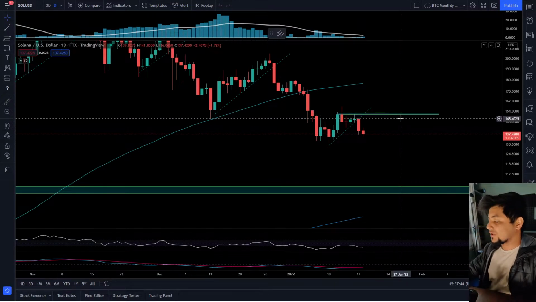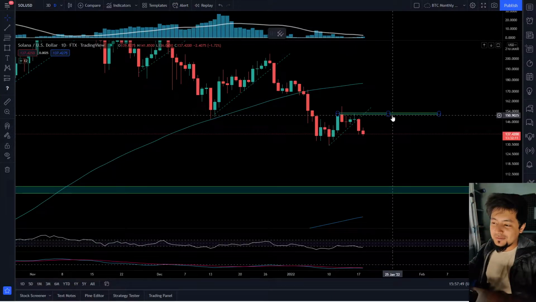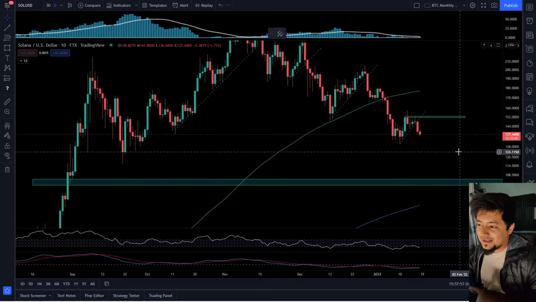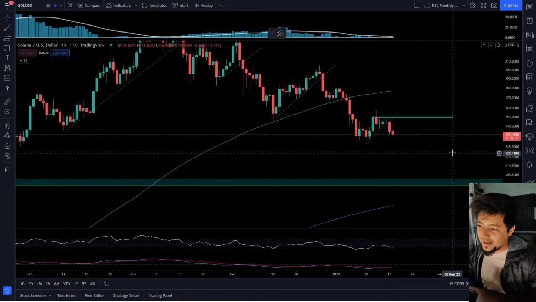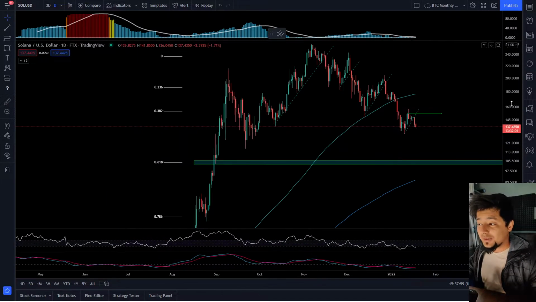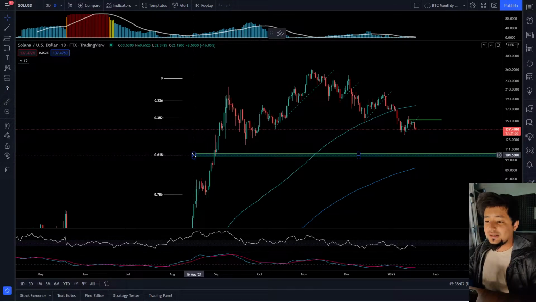Until you see any daily closures above $150 regions on a trending basis, I don't think any bullish bias is going to be playing out for good, guys. Most likely we're going to be chopping around this region for a very long time, and wait for the price action to approach the key areas of value, at least 0.618, guys.